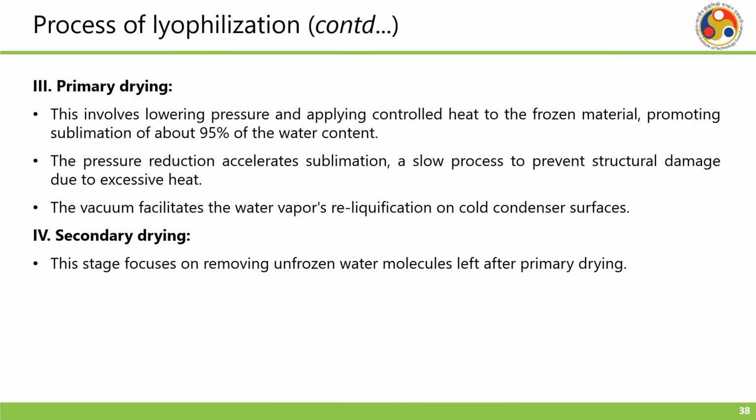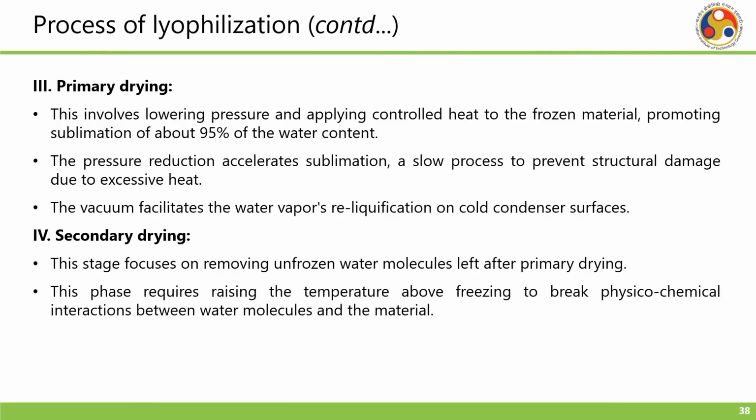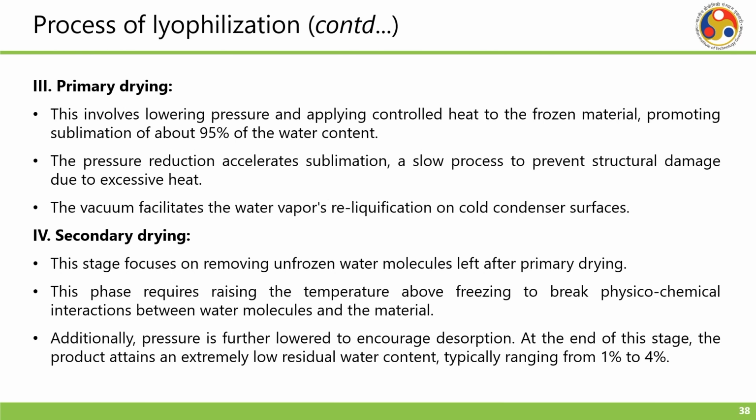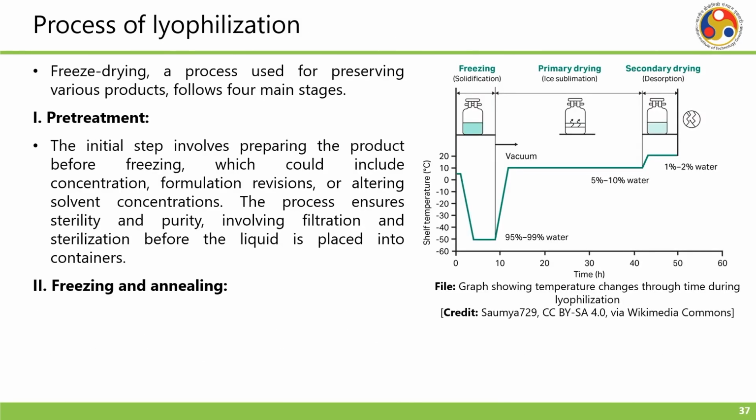This stage focuses on removing unfrozen water molecules left after primary drying. This phase requires raising the temperature above freezing to break physicochemical interactions between water molecules and the material. Additionally, pressure is further lowered to encourage desorption. At the end of this stage, the product attains an extremely low residual water content, typically ranging from 1 to 4%.